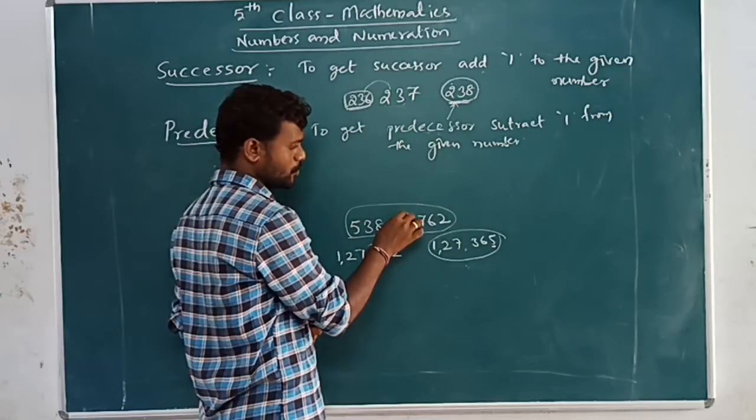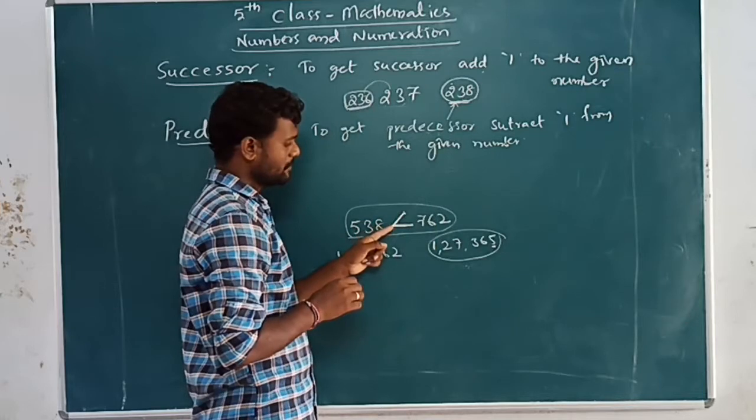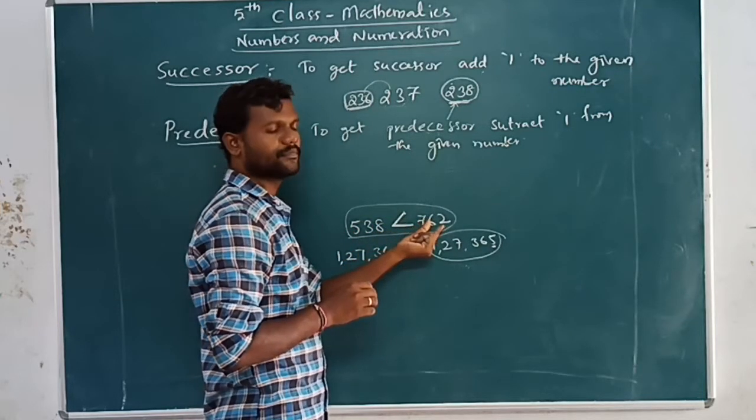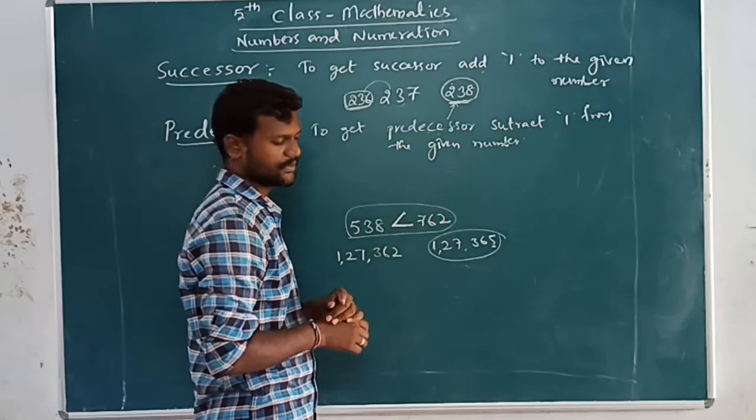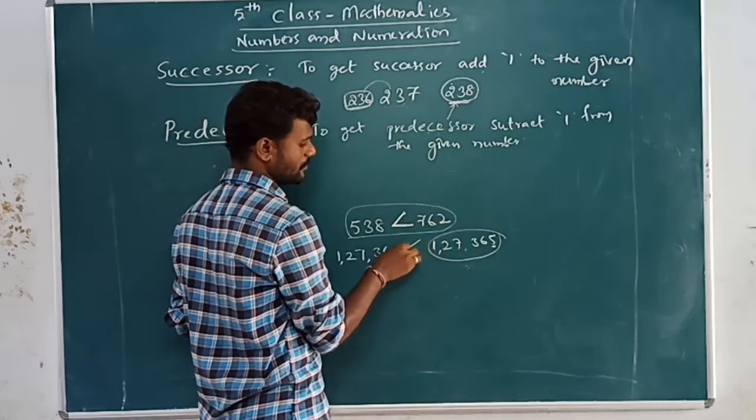Okay. These 2 points towards the bigger number. Always remember this: 1 point towards which one? Smaller number. And 2 will point towards which one? Bigger number. So in these also, which is the bigger number? This one. So write like this.